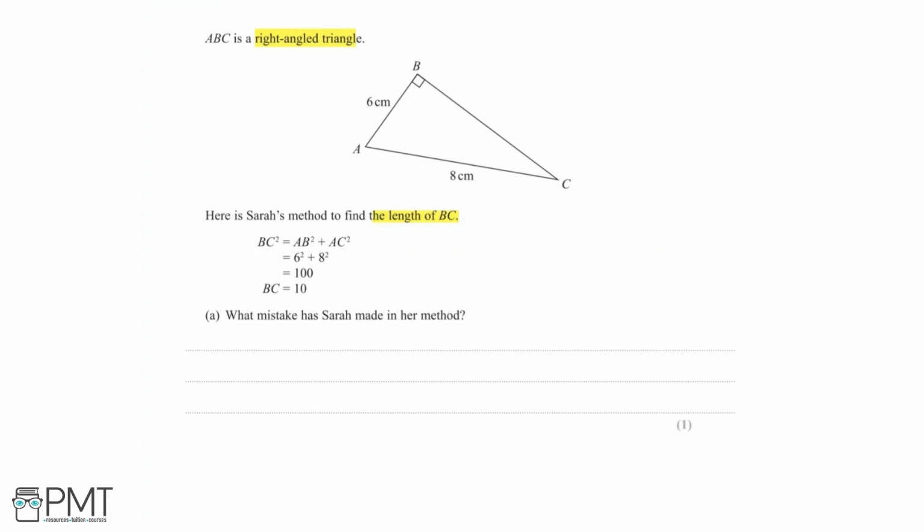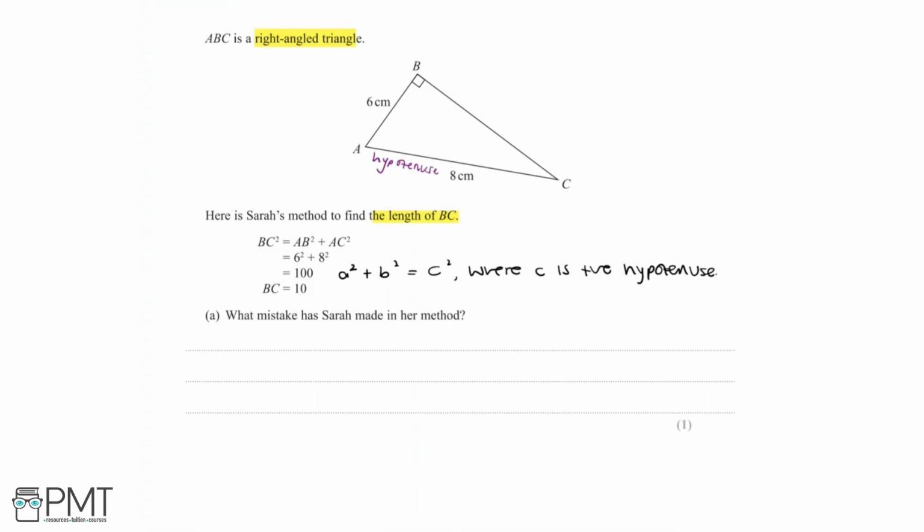Well, we can see that Sarah has used Pythagoras' Theorem. And Pythagoras' Theorem states that a squared plus b squared equals c squared. But in Pythagoras' theorem, the length c must always be the hypotenuse. Well, let's identify the hypotenuse in triangle ABC. The hypotenuse is the side opposite the right angle, and so we can see that the hypotenuse is side AC.